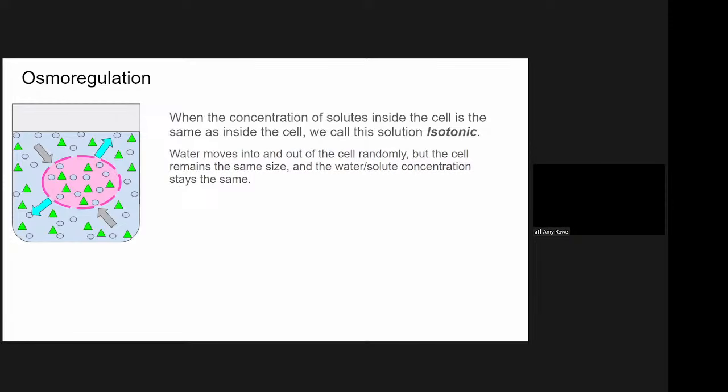Water moves into and out of the cell randomly. It's still diffusing across the plasma membrane, but it's maintaining that equilibrium, still maintaining the same water concentration. Therefore, the cell remains the same size, and the water and solute concentration stays the same, both inside and outside the cell. That's our ideal situation for our plant or animal cell, so it's well perfused with all of the water and solutes that it needs.